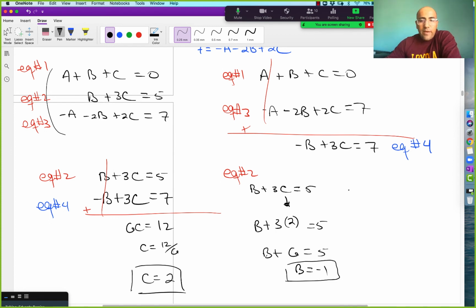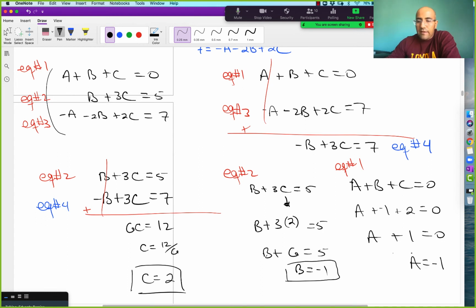And then we can go back to, say, equation number 1: a plus b plus c equals 0. Now we can solve for a, since we know that b is -1 and c is 2. We get that a plus 1 must be 0, therefore a must be -1. Good. So we get -1, -1, and +2. Good. Questions?